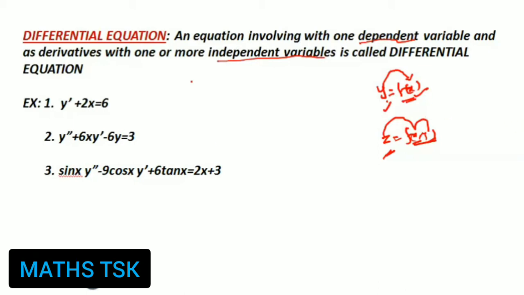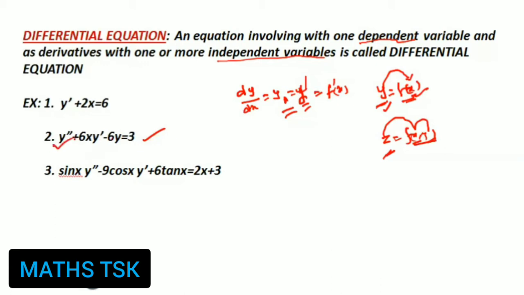We are discussing ordinary differential equations. So it has one dependent variable and one or more independent variables. Then it is called a differential equation. Here dy by dx is denoted by y1 or y dash, or if y is equal to f of x, it is denoted by f dash of x. These are the notations. D square y by dx square is y2, y double dash, f double dash. So, y double dash plus 6x y dash minus 6y minus 3 equal to 0.